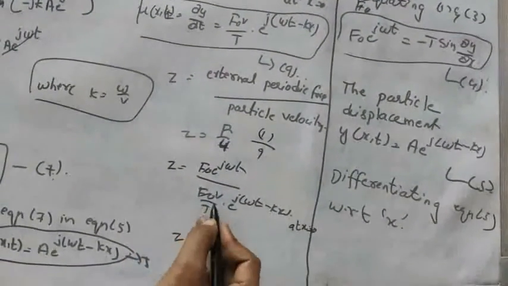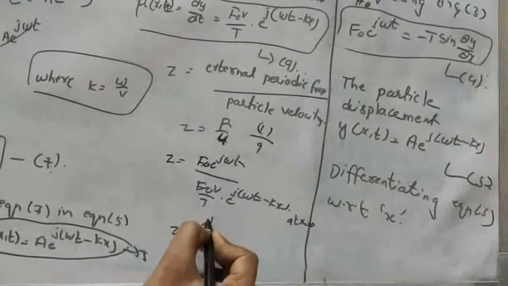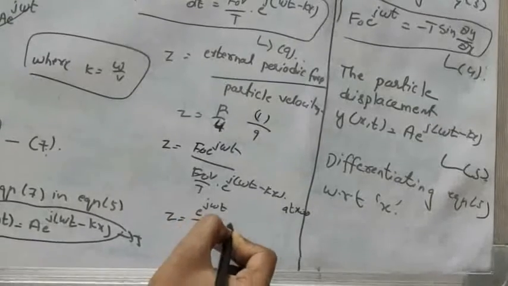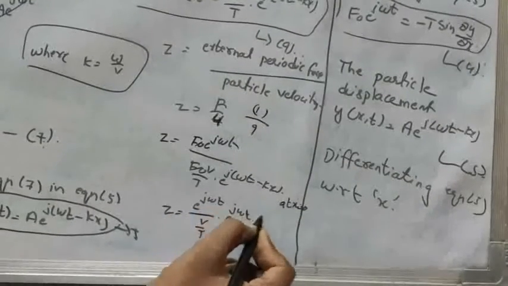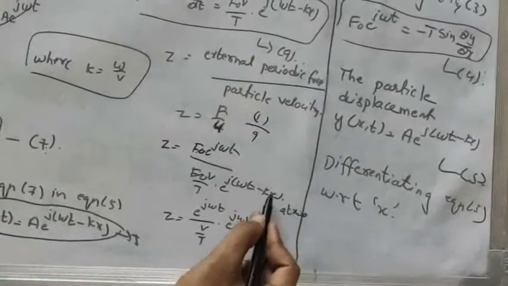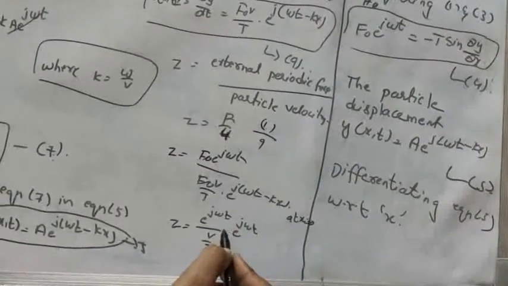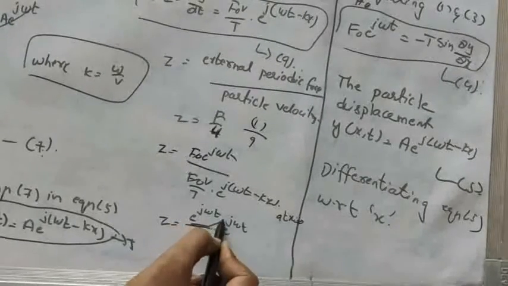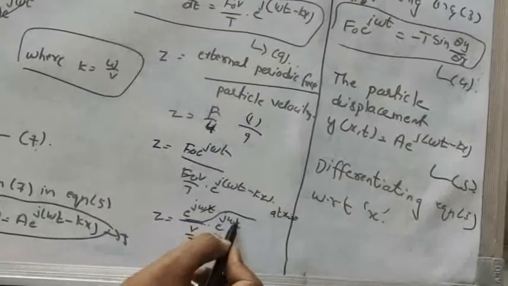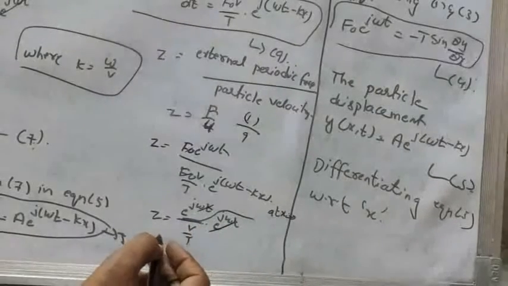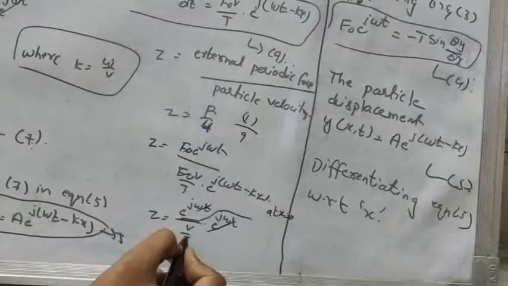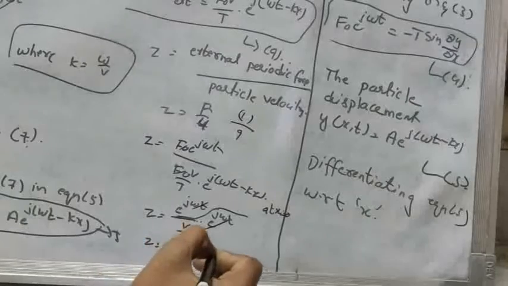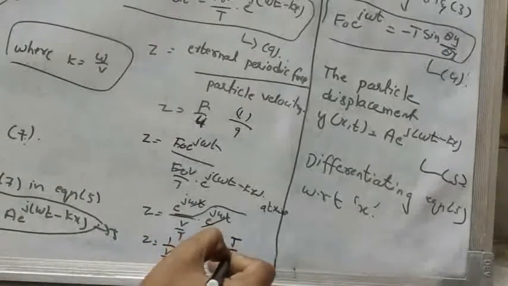So here also you can consider the condition at x is equal to 0. So what you will get? Z is equal to, F naught gets cancelled. What are the remaining terms? E power j omega t by v by t into e power j omega t. Because if you substitute x is equal to 0 here, this whole term becomes 0. So e power j omega t, e power j omega t gets cancelled, and the remaining terms are, Z is equal to 1 by v by t. So how can you write this? Z is equal to t by v.